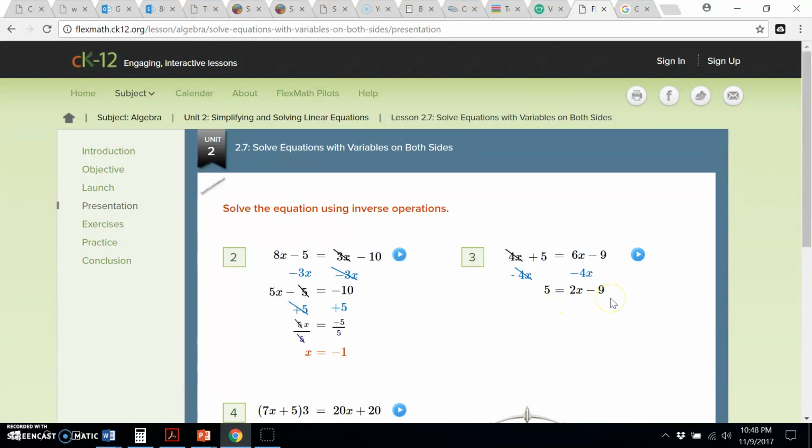Now I have a simple two-step equation. So what would be the next step? I'll give you a second. Yes, you're going to add 9 to both sides. The 9s will cancel out, and that will leave you with 2x equals 14. This is a one-step equation. This is a multiplication problem. The opposite of multiplication is division. So I divide by 2 on both sides, and I'm left with x equals 7.